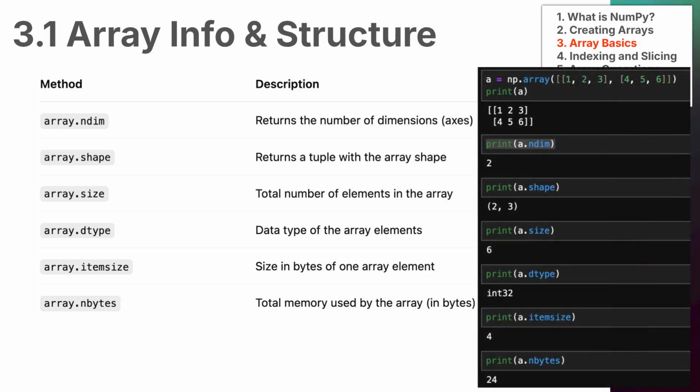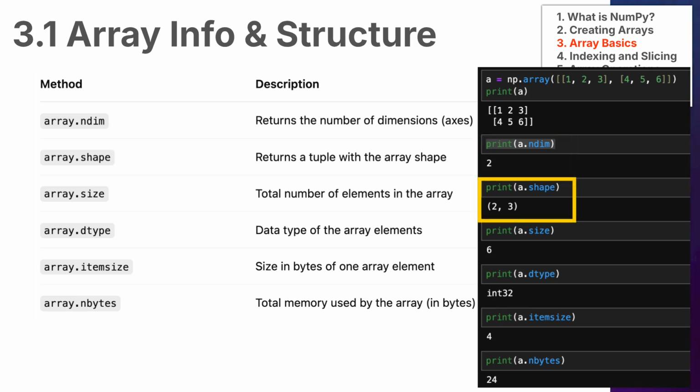First, ndim. Let's say you have a 2x3 matrix, and ndim outputs 2. ndim stands for number of dimensions. So a 1D array is like a list, ndim is 1. A 2D array is like a table, ndim is 2. A 3D array is like a cube of data, ndim is 3. It's like asking how many axes does this array have?